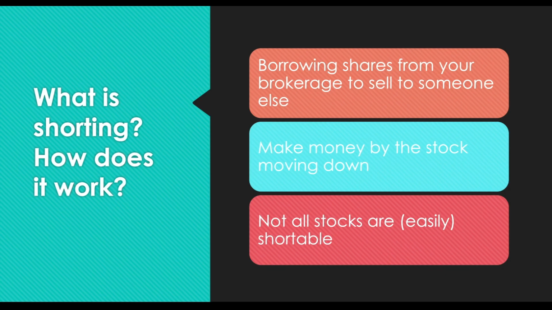And then ideally, let's say the stock moves down to $6 and you cover your short, which means you pay back the brokerage for the shares that you borrowed. You only have to pay back the $6 per share now because that's what the current price is. So you made 50 cents per share off of that trade you took. And that is essentially short selling.